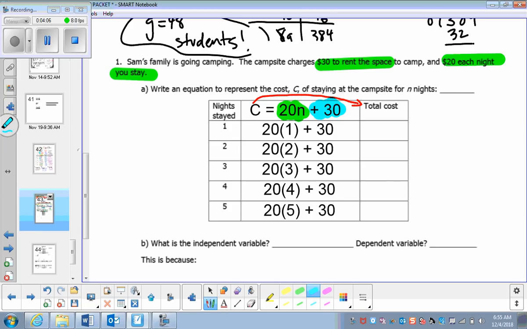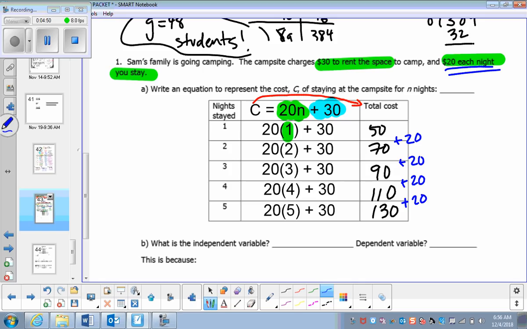So if you stay for one night, for example, you're just going to plug in a one night, and 20 times one night is $20, plus the $30 to rent this space, that would cost $50. Now, if you stayed 2 nights, that's $40, and 40 plus 30 is 70. If you stayed 3 nights, 20 times 3 is 60, plus 30 would be $90. If you stay 4 nights, that's 80. 80 plus 30 is going to be $110. And for the last one, if you stay 5 nights, that's $100 plus the 30 to rent this space. Some of you might have noticed over here there's a pattern of plus 20. And that should make sense because it should increase by $20 each night that we stay.